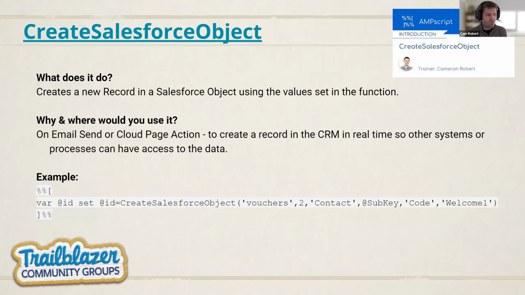So using this function inline in your cloud pages, your emails, even your SMSs, gives you the ability to create objects inside of your Salesforce CRM to put data that was authored inside Marketing Cloud into your Salesforce CRM. So it's a great function, again, for those who are using Marketing Cloud Connect. It means you can send that data from your Marketing Cloud up into the CRM for every other system and user to get access to.